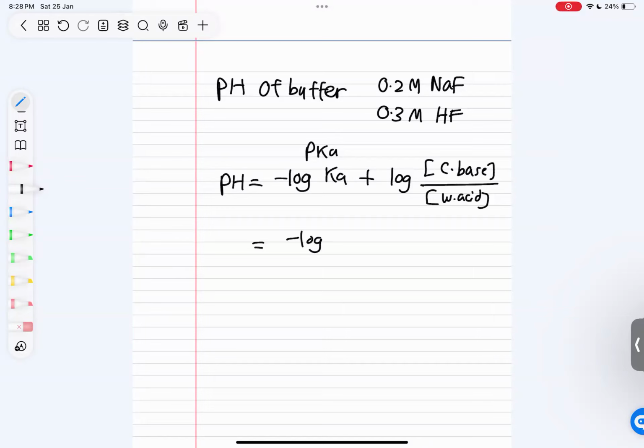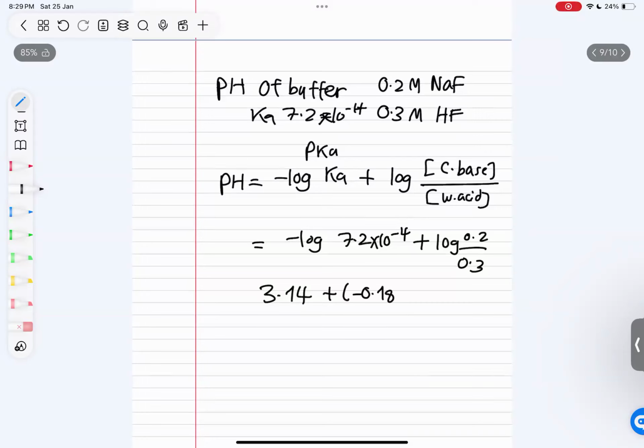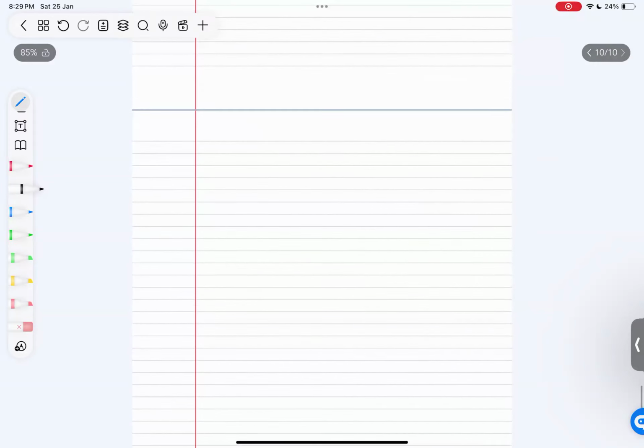So the negative log of the Ka, which is given as 7.2 multiplied by 10 to the power of negative 4. So the negative log of 7.2 multiplied by 10 to the power of negative 4 is equal to 3.14. And the log of the concentration ratio, 0.2 over 0.3, is equal to negative 0.18. So the pH of the solution will be 2.96. So if I prepare the buffer by making the weak acid and its conjugate base, its pH will be 2.96. I have one more question on the buffers.